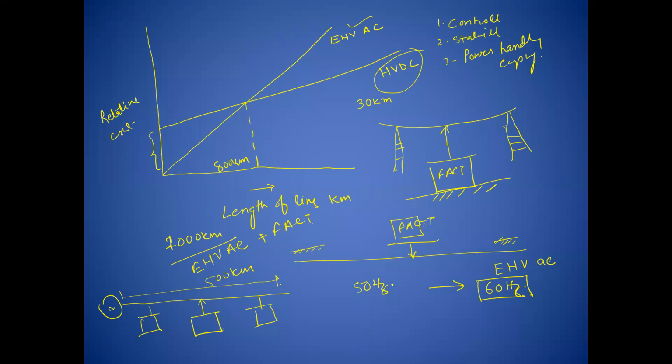But we can connect the two areas of different frequencies with the help of HVDC. So with the help of HVDC, it is quite possible that we can connect two different areas of different frequency. But in the EHV AC system, the frequency should be in the range of 47.5 hertz to 51.5 hertz or 52 hertz.